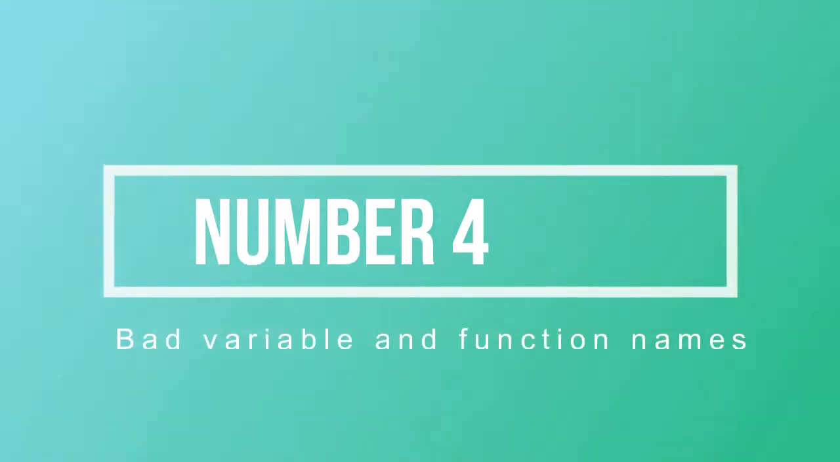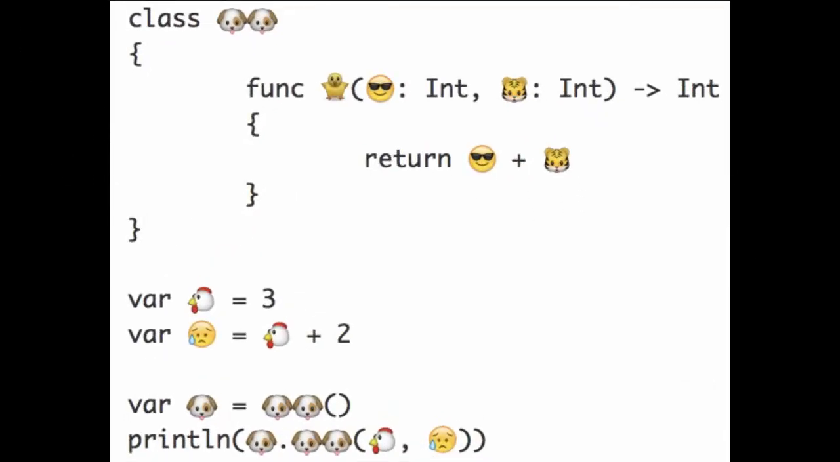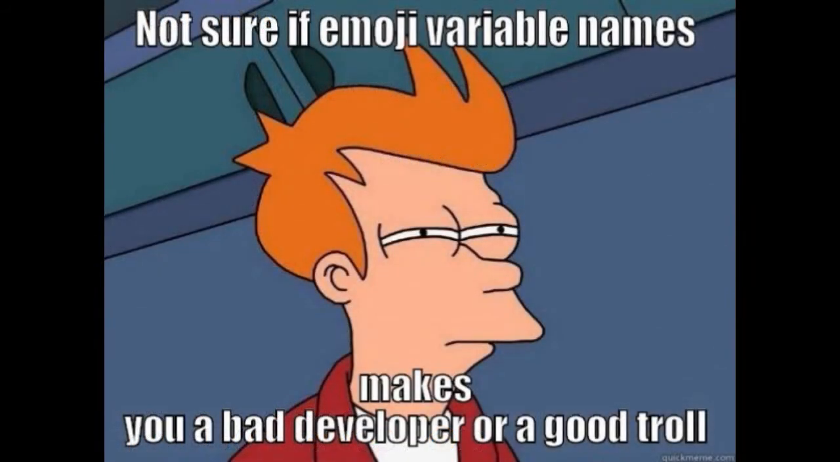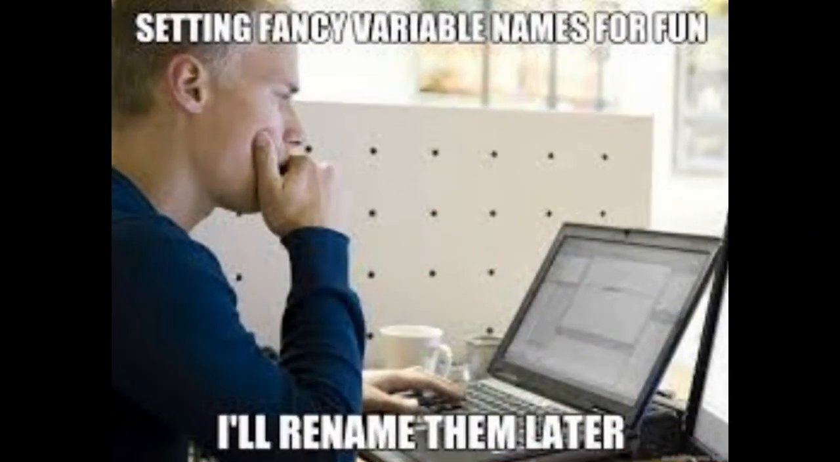Number 4. Bad variable and function names. The most difficult task in programming is naming variables and functions. But don't give them random names or else you'll forget what each one does. Give the variables names that define their role so you can identify each one and use it easily.